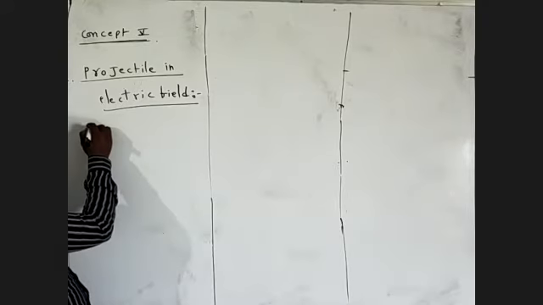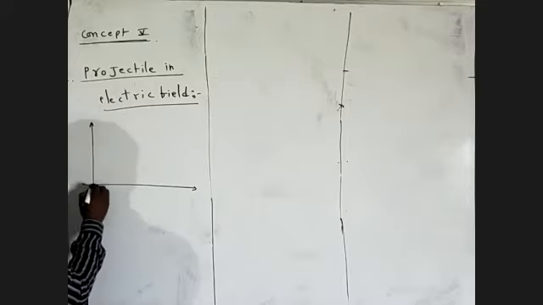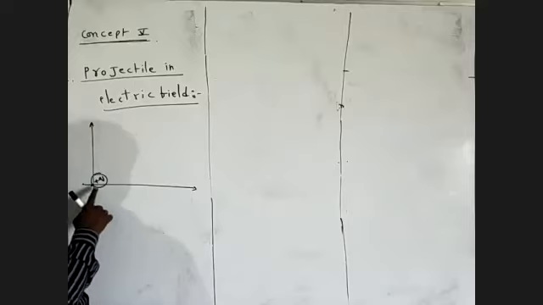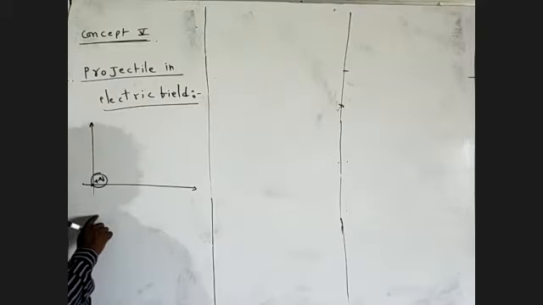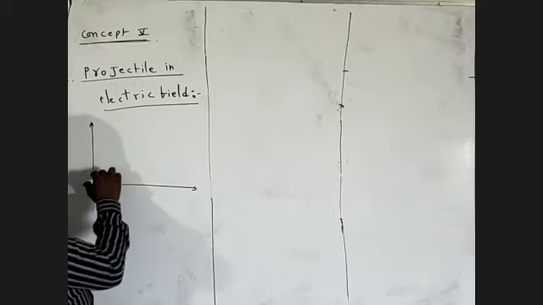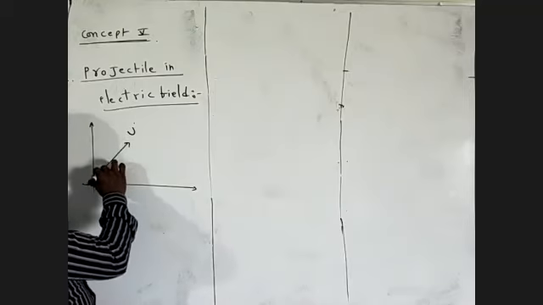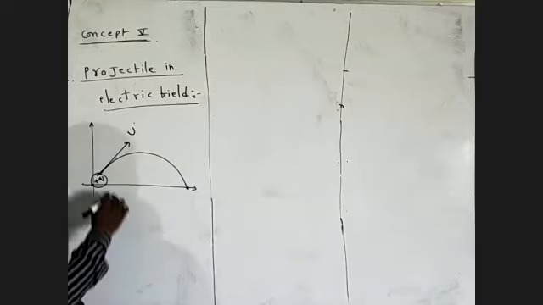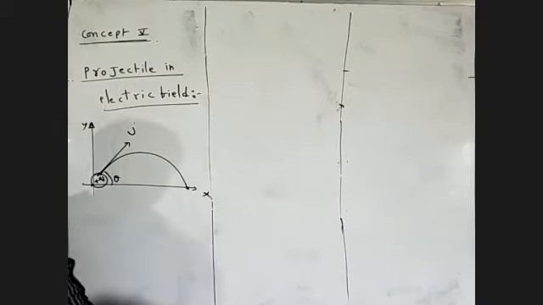See, you learned projectile motion in the first step. This is the origin point. I'm taking a positive charge, a small particle of mass m with positive charge, projected with a velocity u. It moves in a parabola shape and finally strikes at this point, making an angle theta. This is the y-axis and this is the x-axis.